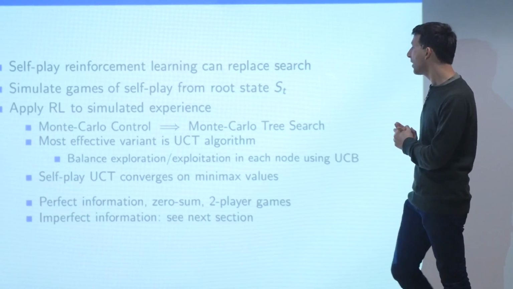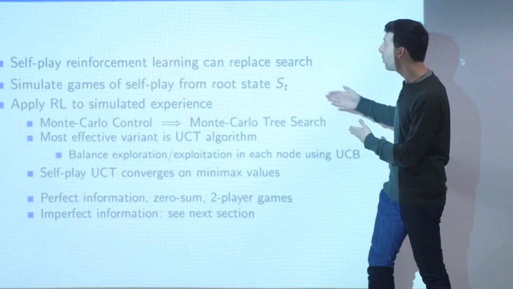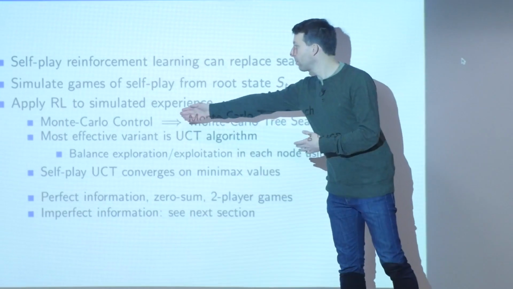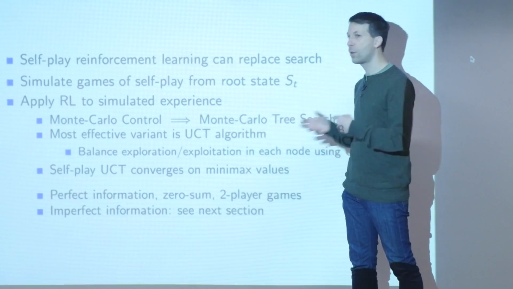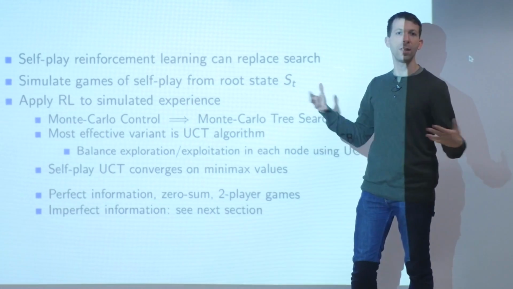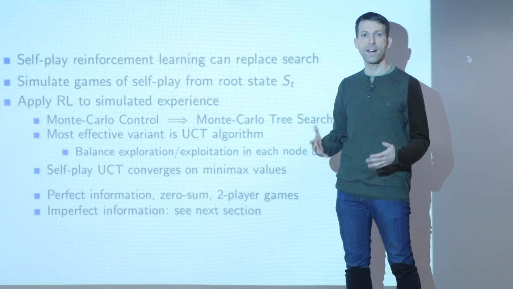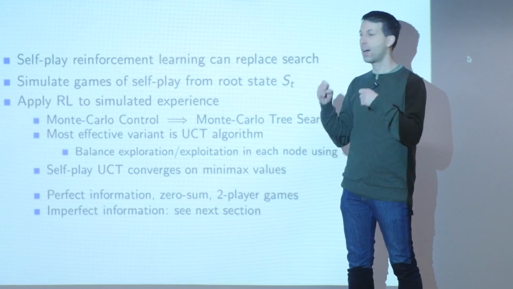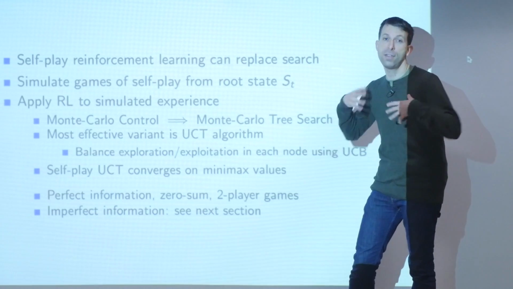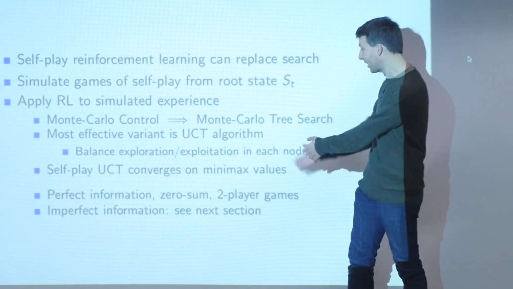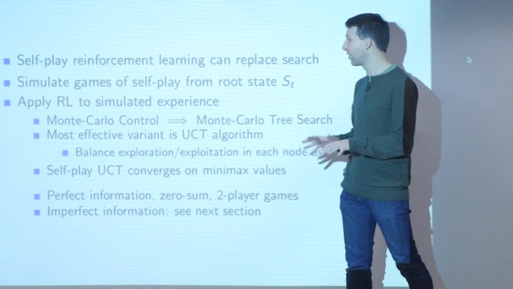So self-play UCT actually converges on the minimax values. This is one of those cases where although we're doing something which is basically a fundamental RL algorithm applied to our imagined experience, that might seem like a woolly concept, but actually it really converges on the minimax values. In other words, in these two-player, zero-sum, perfect information games that we're considering, this really will find the optimal solution, the Nash equilibrium, which in this case is the minimax value function. So you will be done if you do this. You'll find the right thing.